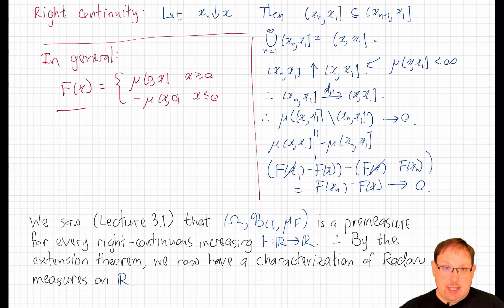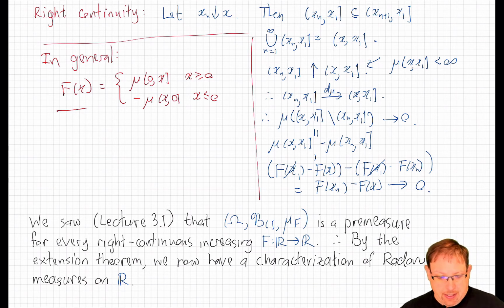So we see that this function that we've just defined, given a Radon measure, is always non-decreasing and right continuous. We saw in lecture 3.1 that if we start with a non-decreasing right continuous function, then it defines a pre-measure on the Borel field, and therefore by the extension theorem, it defines a full-fledged measure on the Borel sigma field. That is, we have a Radon measure, and we therefore have a full characterization of all Radon measures on the real line. We'll explore them a little bit in the next few minutes.